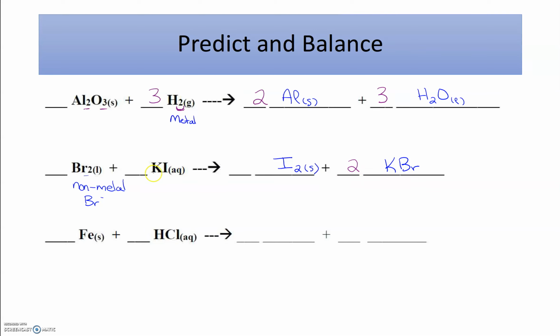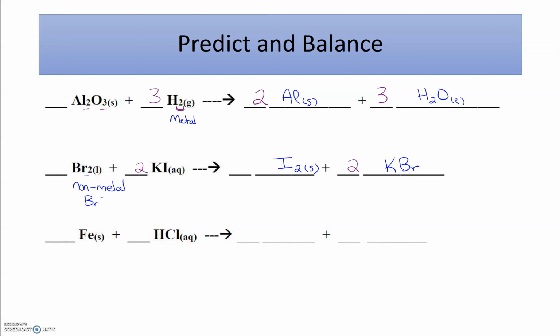Now when it comes to my potassium, I've got 1 potassium on the reactant side, but because I have 2 potassium bromides, that means I'm going to need to have that coefficient of 2 in front of potassium iodide to balance out my potassium. Now I've got 2 potassium iodide, so that means I've got 2 of the iodine. And when I look at my iodine on my product side, I've got 2 because it comes in pairs. So I now have that second reaction balanced.